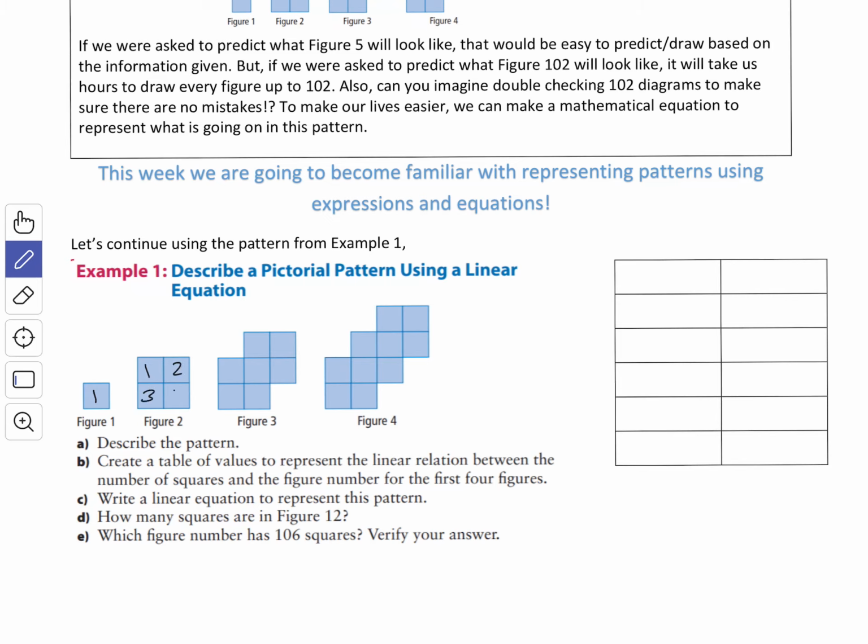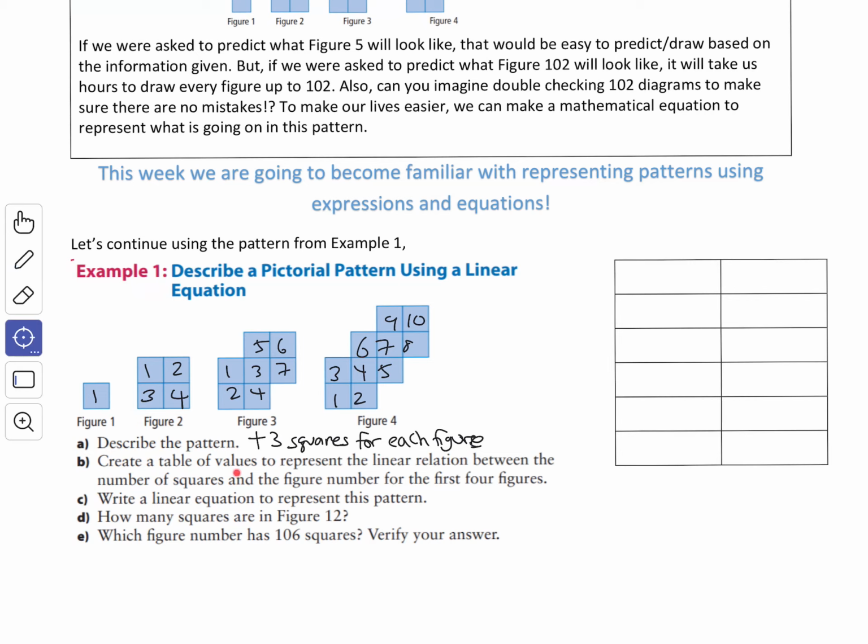So in figure number 1, I have one little square, and in figure number 2, I have 1, 2, 3, 4. In figure 3, it looks like I have 3 added on, so I have 1, 2, 3, 4, 5, 6, 7. In figure 4, I have 1, 2, 3, 4, 5, 6, 7, 8, 9, and 10. Okay, so it looks like my pattern is that I'm adding 3 more little squares to each of the figures. So I'm going to say plus 3 squares for each figure.